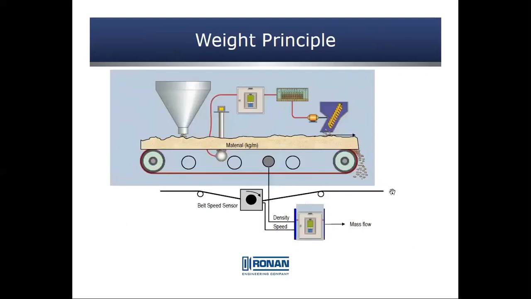Here's an illustration of the weight principle. It's the same idea. This is the source right up here, and here is the detector. This is the material that's running along the belt, so this amount is being blocked. Then we're sending a signal to the controller.